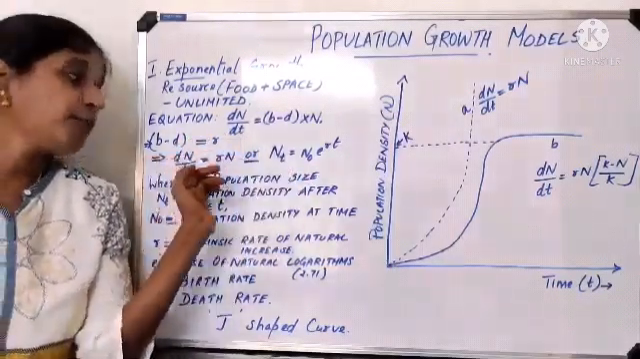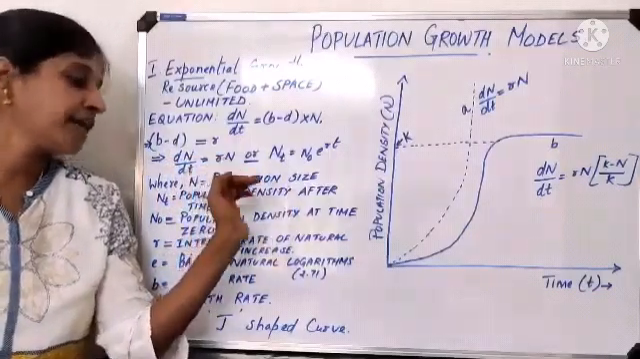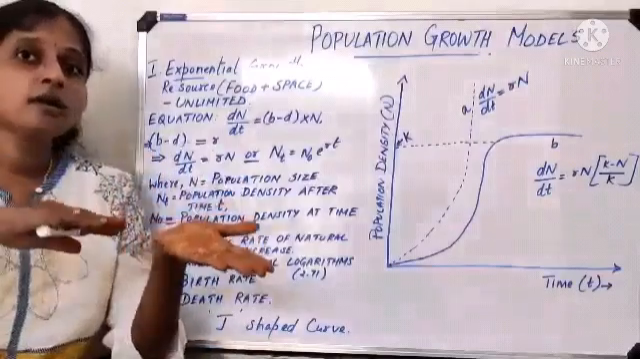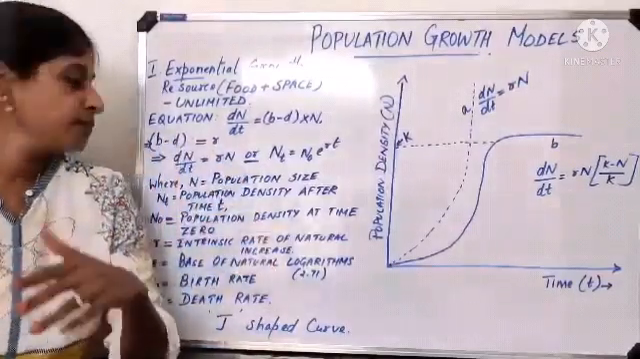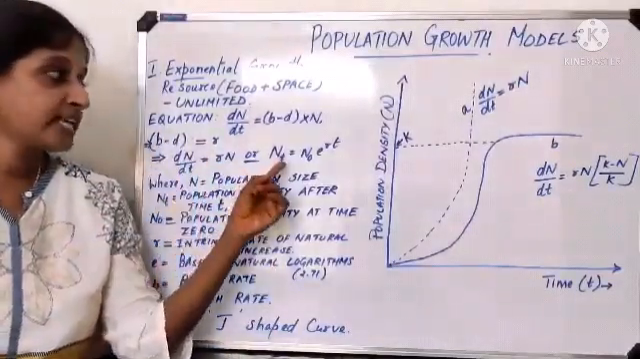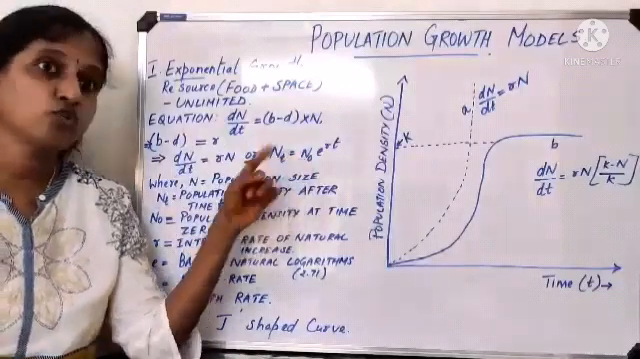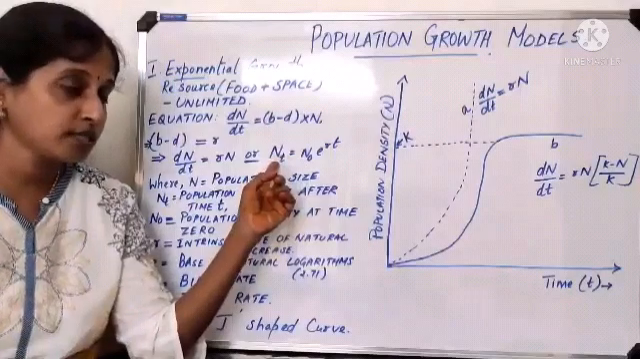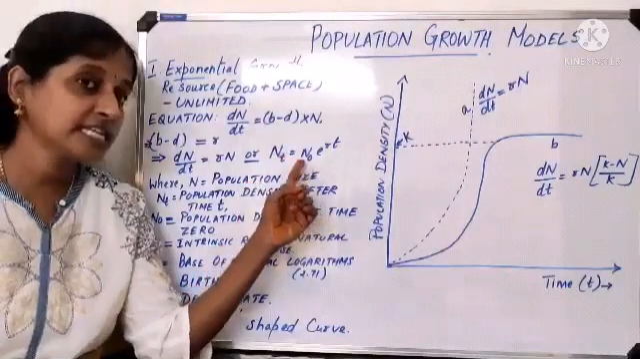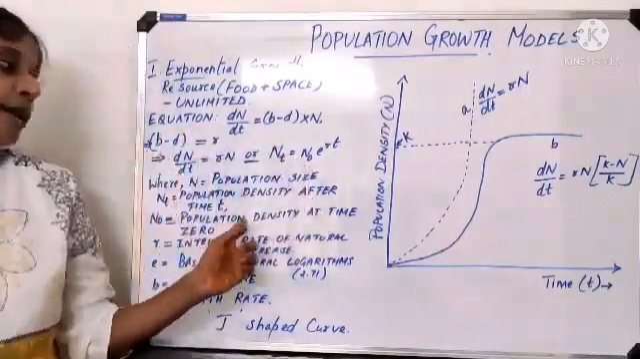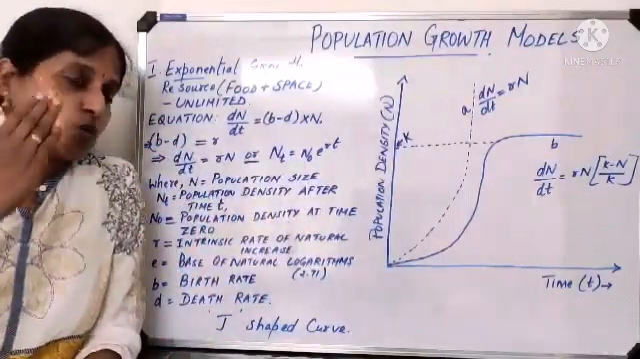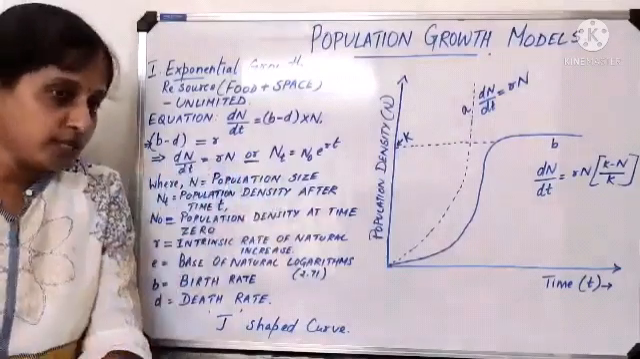What is N_t? Population density after time t. After one year, what is the population? That is represented as N_t. N_0 means in the beginning how much it was, at time 0. In the beginning, how much the population was is N_0. N_t is what the population is now, which I am going to find out.